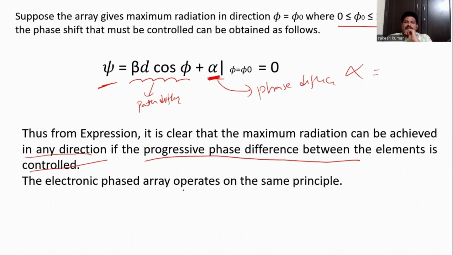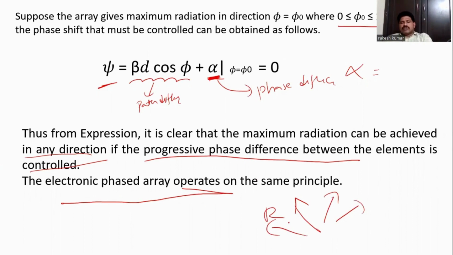The electronic phased array operates on the same principle. If you take a radar, continuously it will check in this direction, check in this direction, check in this direction. How is it possible?